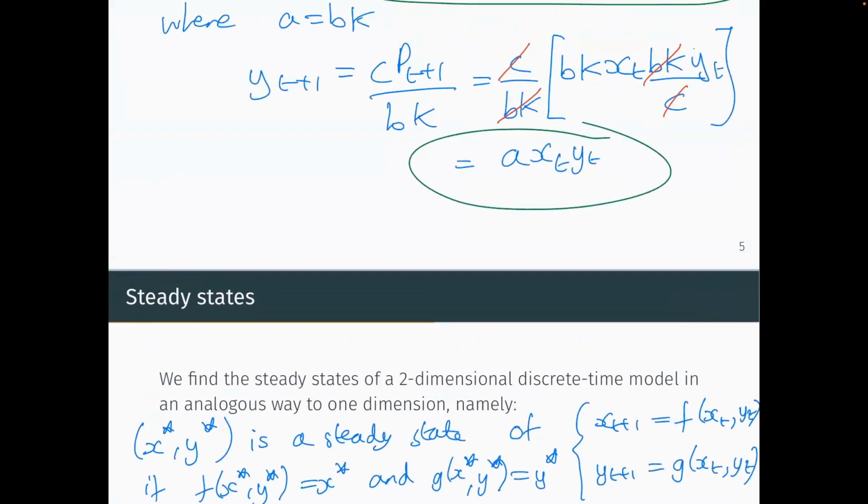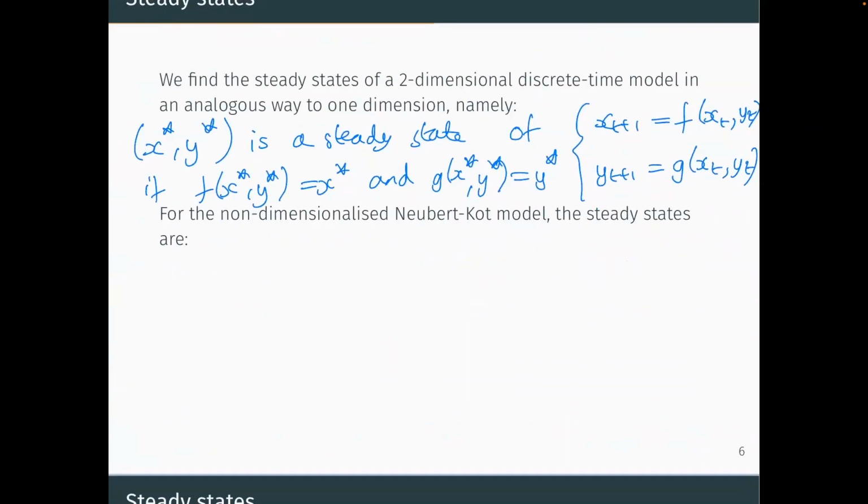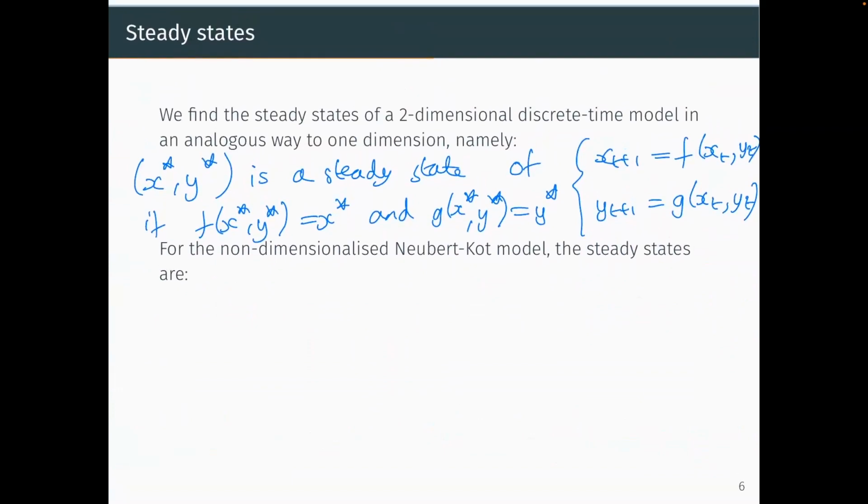I assume, have you guys all written down the non-dimensionalized version of the model I've got here? What I want you to do is have a go and see if you can find the steady states for this model. I'd suggest starting with the equation for y, because that's a little bit easier. Okay. So have a go at that. I'm going to walk around and see if I can help you guys, if you have any questions.